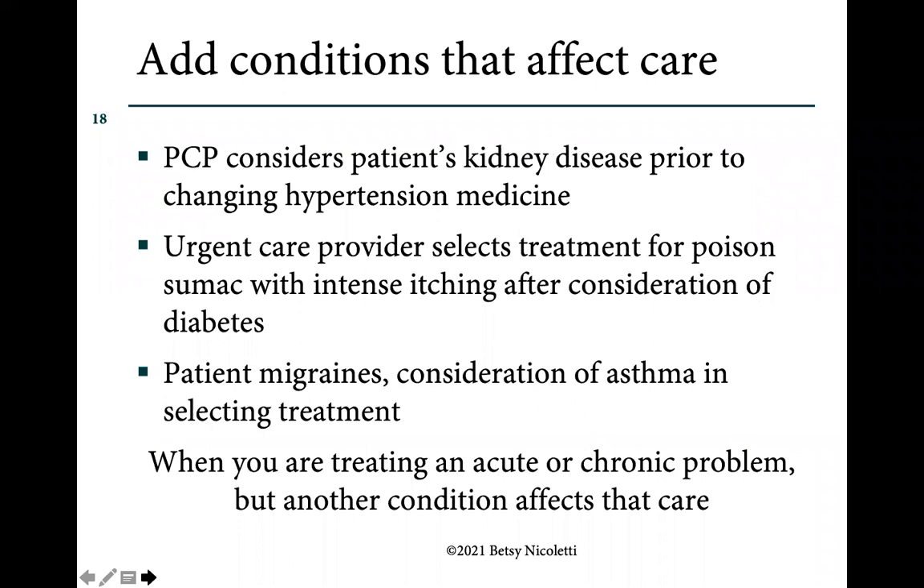So here are some examples that I put together of patients' chronic conditions affecting the treatment of another acute or chronic condition. You have a patient who has hypertension, is not in good control, and you consider the patient's kidney disease prior to changing their hypertension medicine. And you say, I'm not going to give them this class of drugs because. So it would be correct to add both the hypertension and the chronic kidney disease.